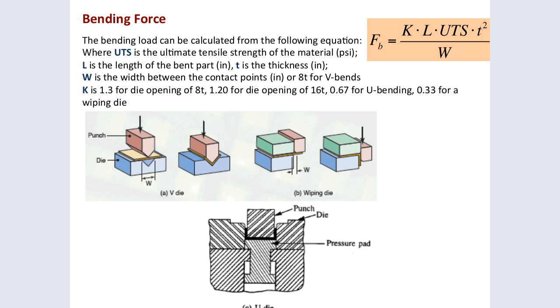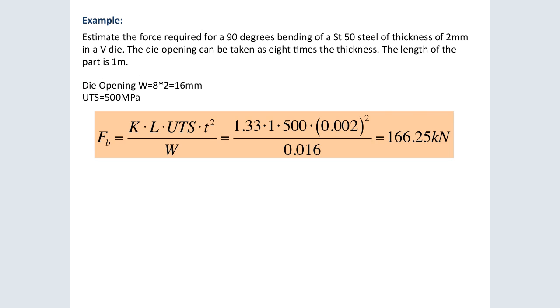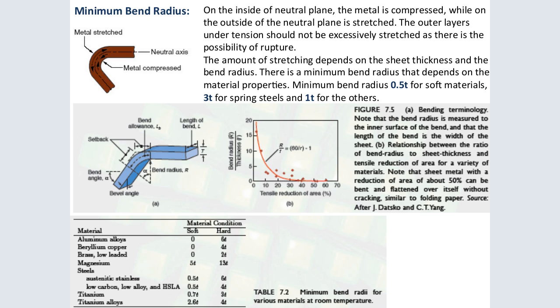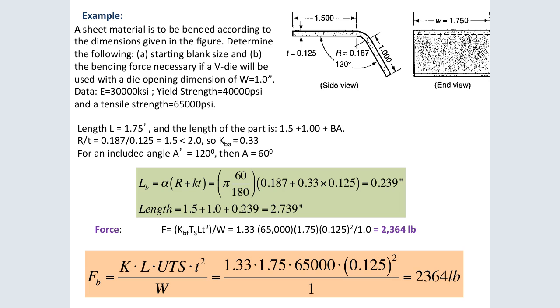So the bending force, how do we go about calculating it? The bending load or force can be calculated from the following equation, where the unit tensile stress is the ultimate tensile strength of the material, L is the length of the bent part, T is the thickness as usual, and W is the width between the contact points. So a small formula is given there for calculating the force. The minimum bend radius there.